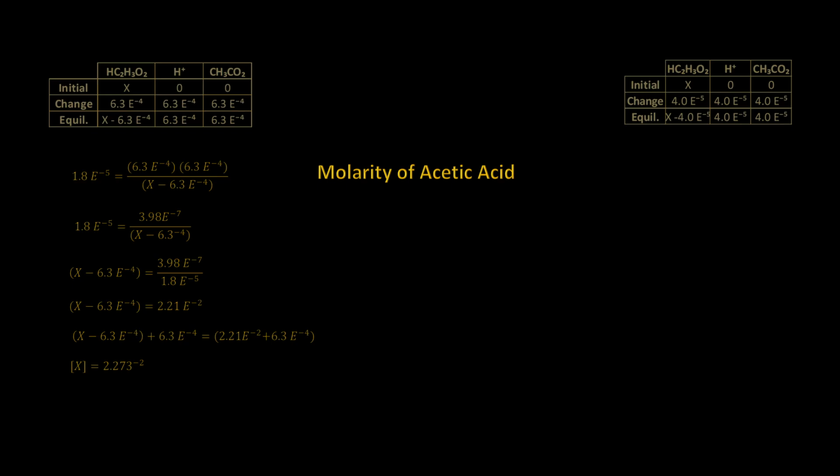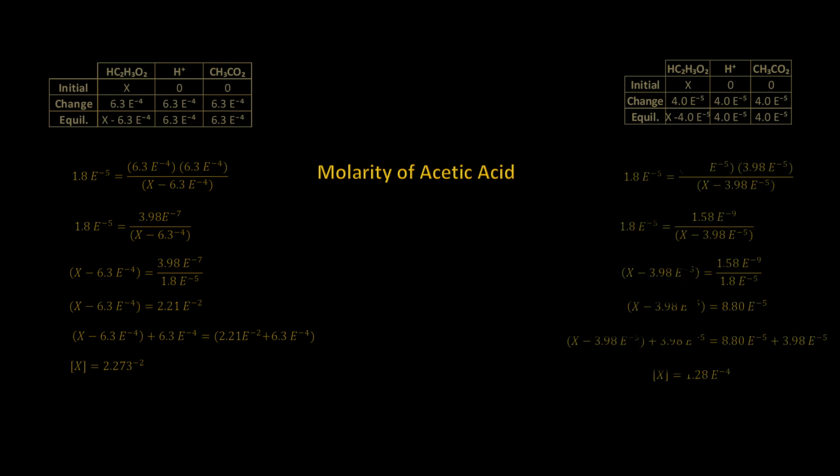The same is done for the 4.0 times 10 to the minus 5 algebraically. The 4.0 times 10 to the minus 5 in the table is rounded off. The actual is 3.98 times 10 to the minus fifth. The end result gives us a value of 1.28 times 10 to the minus 4.